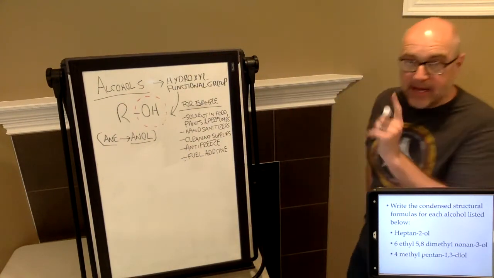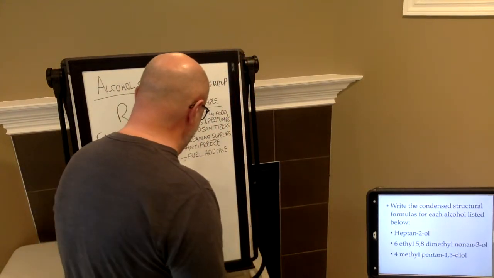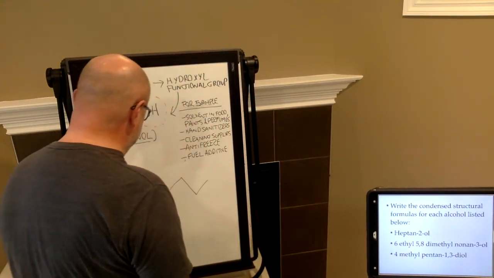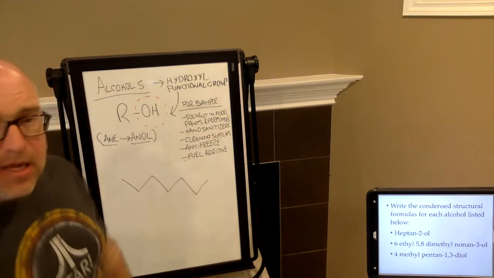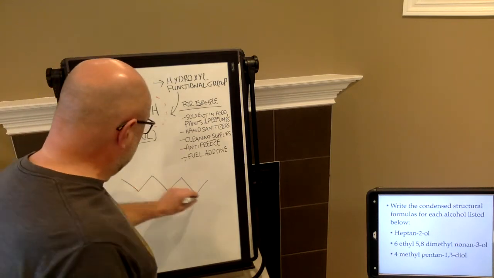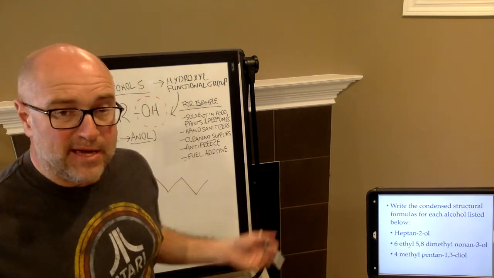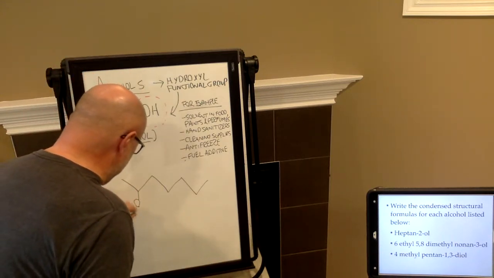Heptane 2-ol. I got a heptane main chain, so I got to have 7 carbons. 1, 2, 3, 4, 5, 6, 7. There's my heptane main chain. It says that my hydroxyl group is at the 2 position. So I could draw it here, or I could draw it there. It really doesn't matter because I could count from left to right or right to left. But I'm going to draw it from here just because I'm going left to right.